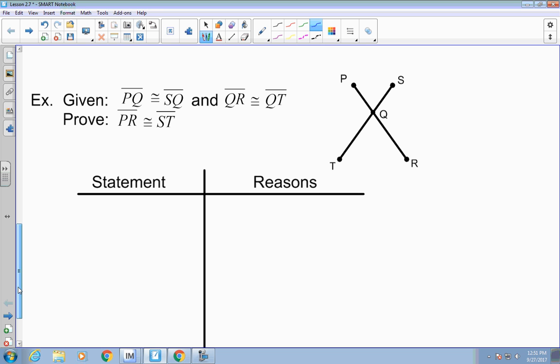In this problem, we're told that PQ and SQ are congruent, and that QR and QT are congruent. And I want to prove that PR and ST are congruent. So this time, I know that the little pieces are congruent. So if I added the one-dash and the two-dash together, and I took the other one-dash and the two-dash together, and added those, shouldn't they be equal to each other? Yes. So that's what I'm going to do. I start out with PQ congruent to SQ, and QR congruent to QT, and that's given to you.